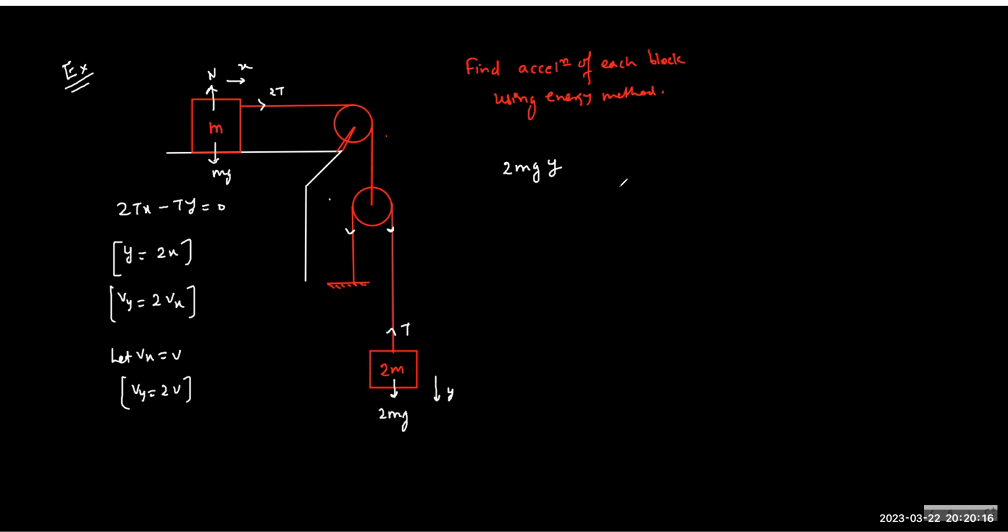Which force will do the work on a system? Gravity. Only the gravity on the hanging mass. Yes, sir. And gravity on the horizontal mass, I mean the mass on the table, will not do any work, because in this direction we are not moving, right? So you need to realize all this.